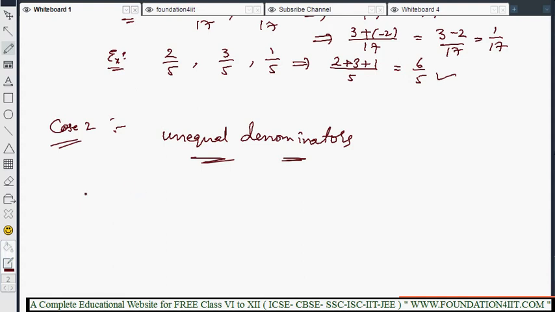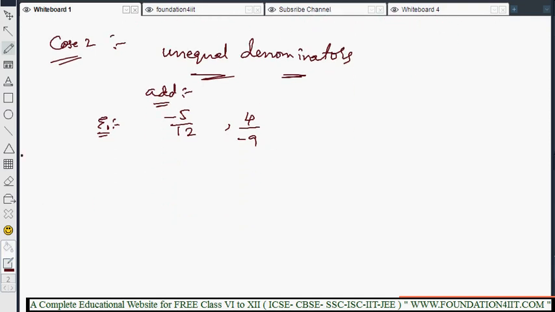Okay, let us explain directly with an example. Minus 5 by 12 and 4 by minus 9. Now add both, because the denominators are unequal. Here this is 12 and this is minus 9. So the first step is to write the denominators as positive. That means minus 5 by 12 and this is minus 4 by plus 9. So the minus you just shift to the numerator.